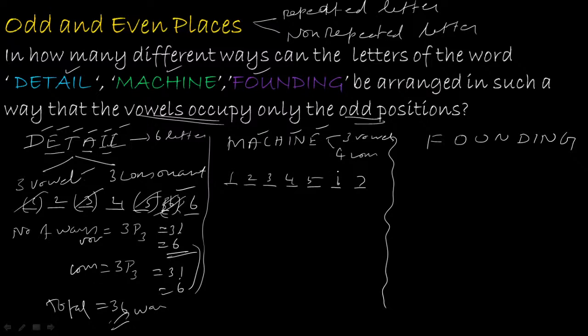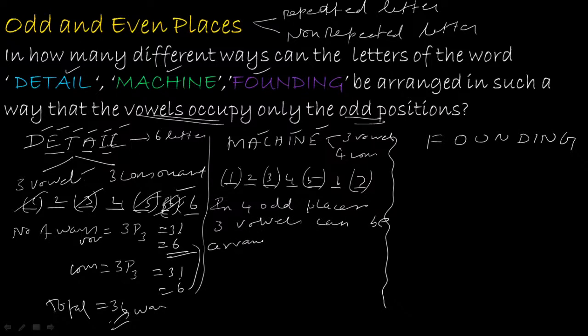But here we have first, third, fifth, seventh, 4 odd places, but we have only 3 vowels. Am I right? So in 4 odd places, we have only 3 vowels, isn't it? The 3 vowels can be arranged in 4 out of 4 places, you have to arrange only 3, that is 4P3. Simplifying this you get 24.